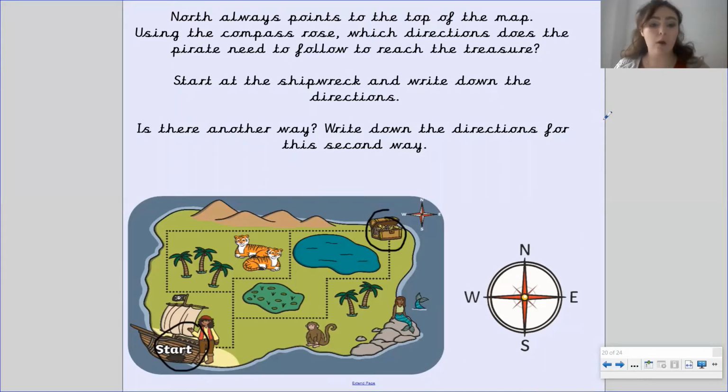Great, now you've done one way, can you try and see if it can be done another way? Write down the directions for the second way of finding his way to the treasure chest. Pause the video to have a go now.